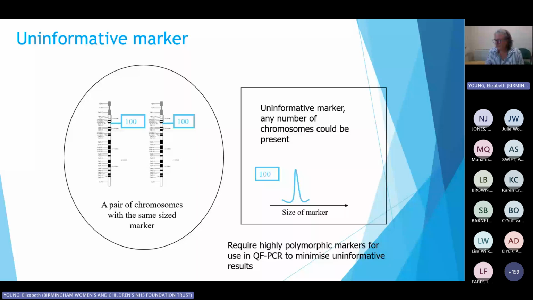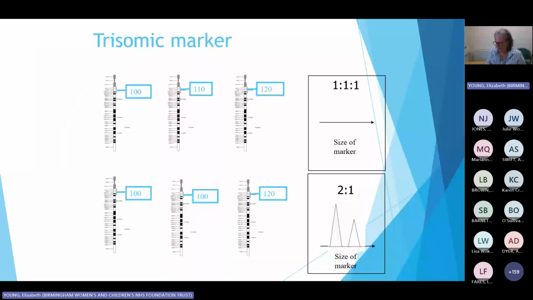But what we're looking for are these trisomic markers. That's where the fetus has 3 copies of a chromosome. So it may be that, say, these first 2 chromosomes are inherited from mum and mum was informative, the fetus has a marker that's 100 base pairs, a marker that's 110, and dad has a marker that's 120. And in this situation, you'll get 3 peaks in a 1-to-1 ratio, because you've got 3 chromosomes, equal numbers of each of those chromosomes, each with a different size repeat.